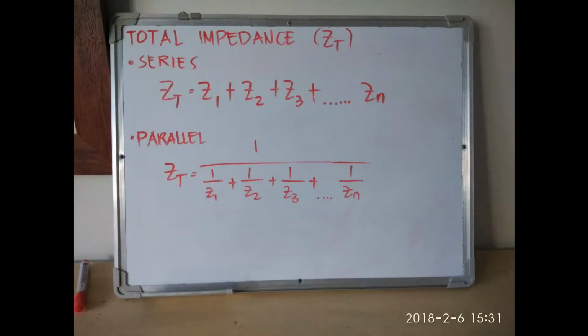Total impedance in series is equal to Z1 plus Z2 plus Z3 and so on, while total impedance in parallel is equal to 1 all over 1 over Z1 plus 1 over Z2 plus.